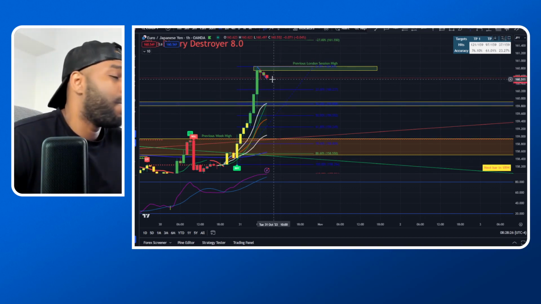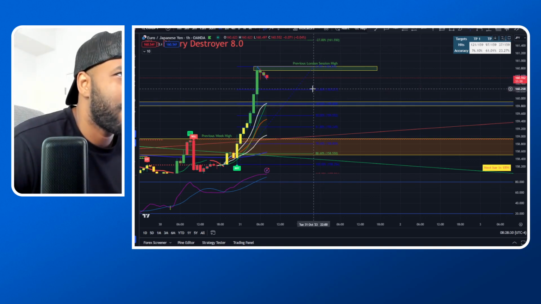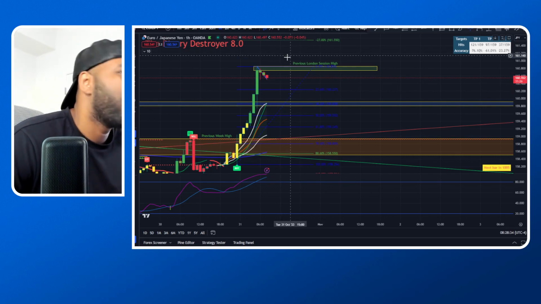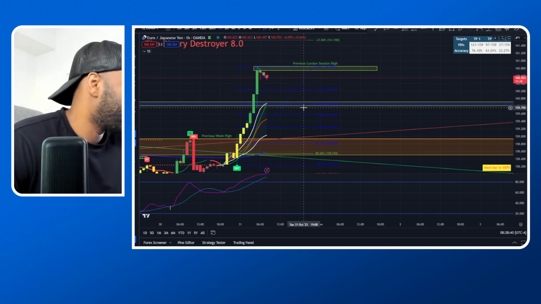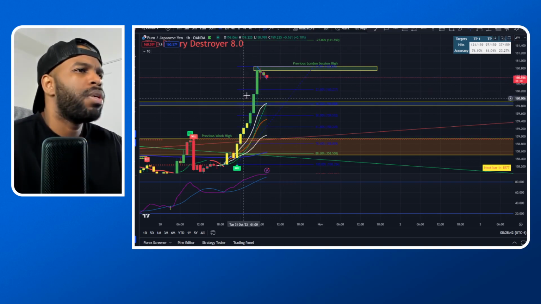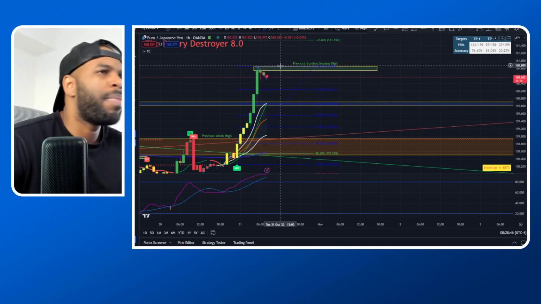Or it may not even come back down here. It might come back down to the 23.6. It might pull back to here and then start going back up. But I just have a feeling that price might come back down to the 38.2 and then go up. But that doesn't mean that's going to happen. I will be paying attention to it.